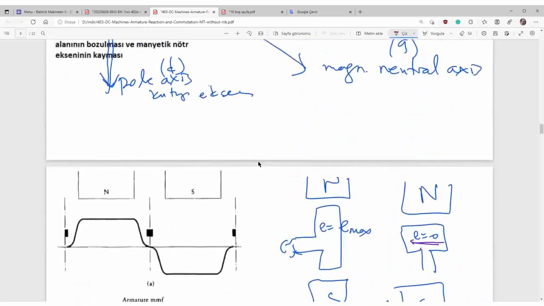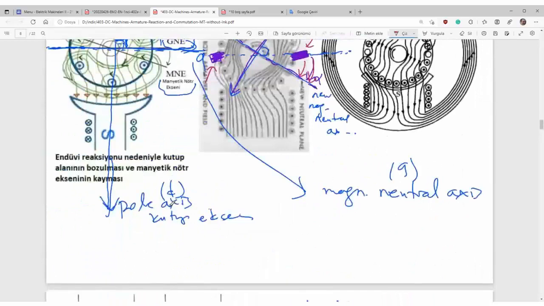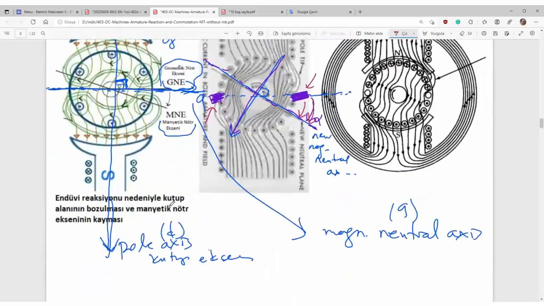Sebep oluyor. So there is a problem for us to solve, to overcome. That is armature reaction. We will develop some precautions. We make some new designs to eliminate armature reaction effects.